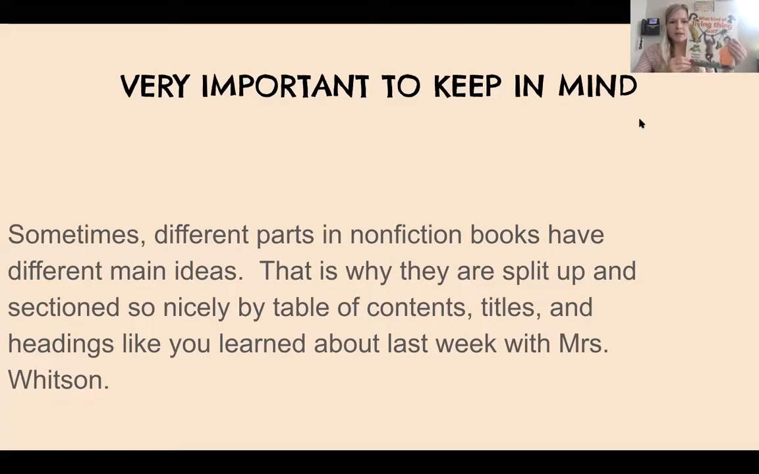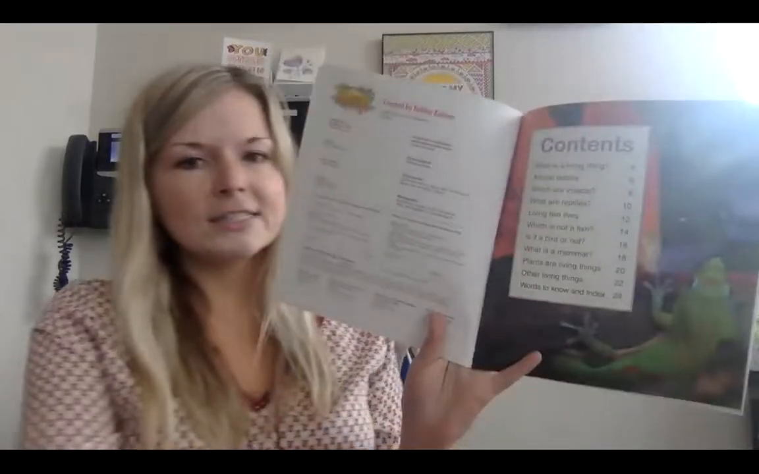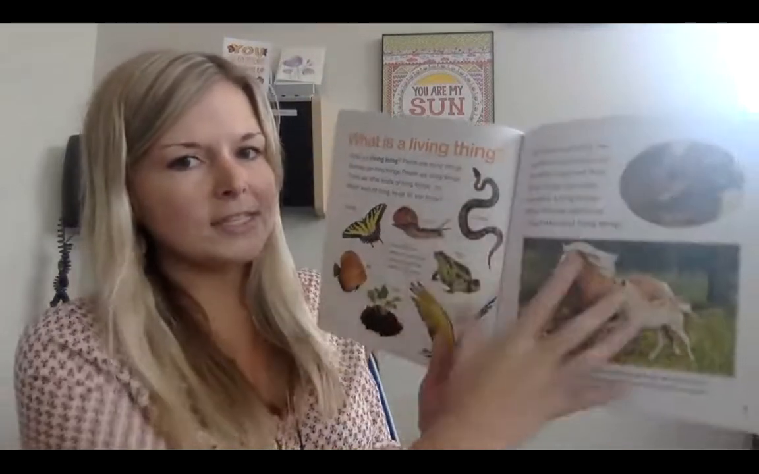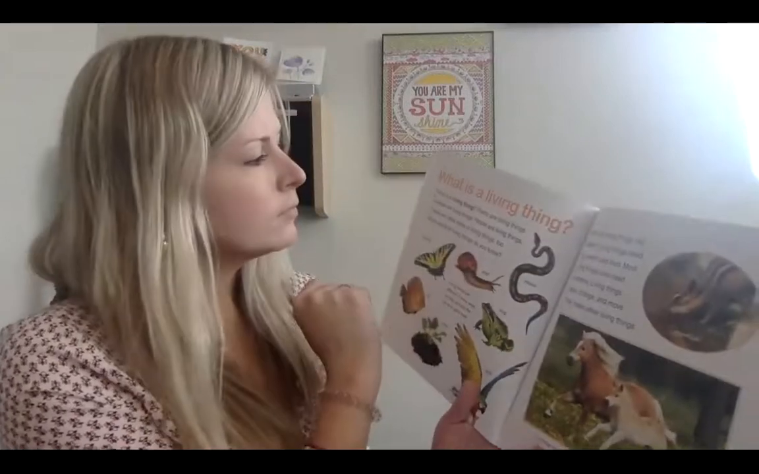Sometimes different parts in nonfiction books have different main ideas, and this is why they're split up in sections so nicely by the table of contents, titles, and headings like you learned about last week with Mrs. Whitson. I'm going to stop my share just for a moment so I can show you what I mean. This book, we would be able to find the main idea and details of this whole book, but we could also zoom in and find the main idea and details of each section, and each section is outlined here. So I can tell that this is one section because of the heading. I could find the main idea of just this section, and it would be more specific than the main idea of the whole book. You will be learning how to find the main idea of the whole book as well as each section inside.